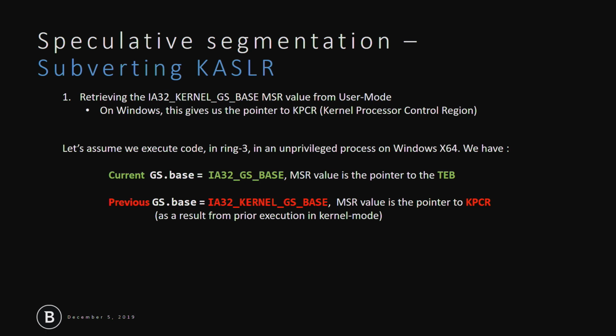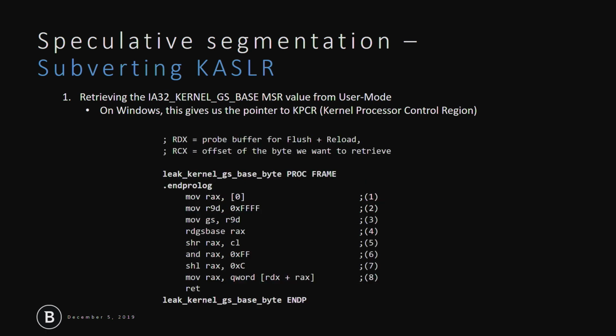So let's assume we execute code in ring 3 in an unprivileged process on Windows x64. We have the current GS base equals IA32_GS_BASE. The MSR value is the pointer to the thread environment block. And the previous GS base equals IA32_KERNEL_GS_BASE, the MSR value pointing to the kernel processor control region as a result from prior execution in kernel mode. If we run the following code in user mode on Windows, it will allow us to retrieve the value of the IA32_KERNEL_GS_BASE MSR.